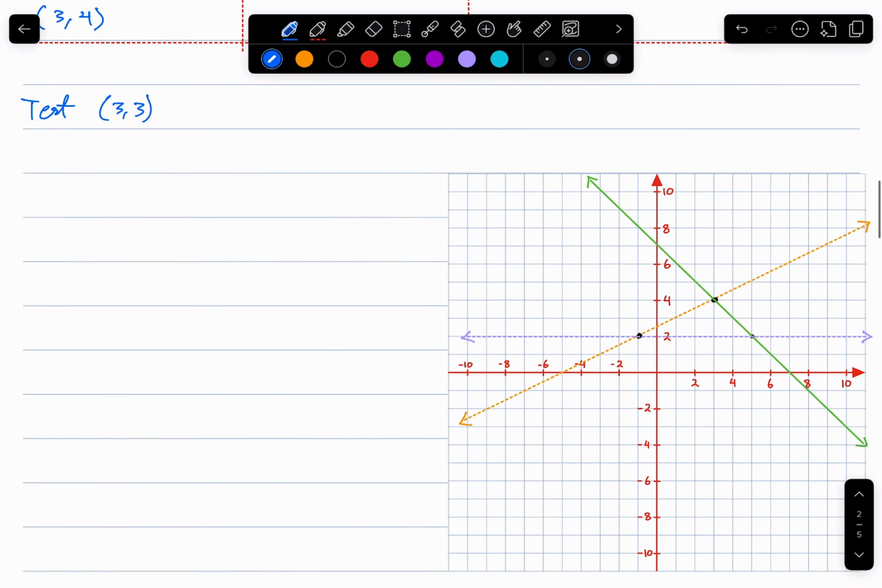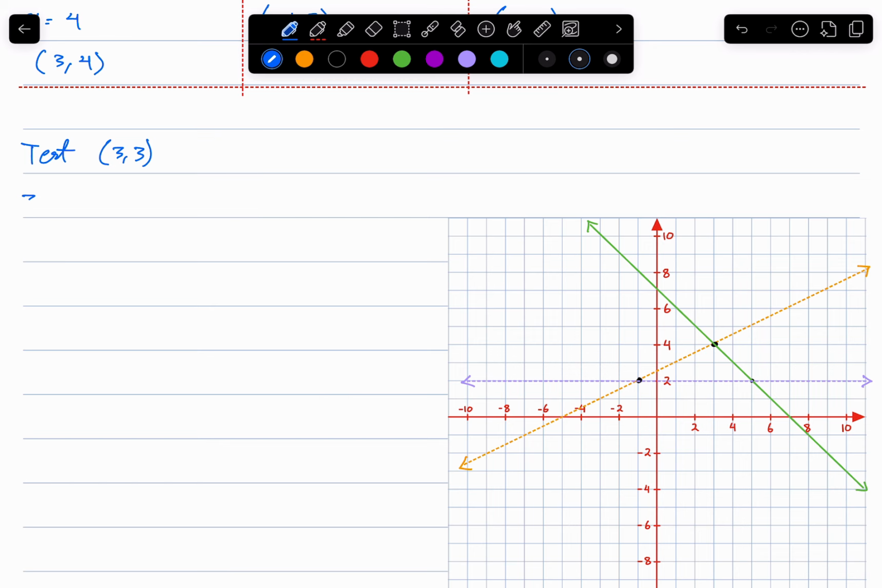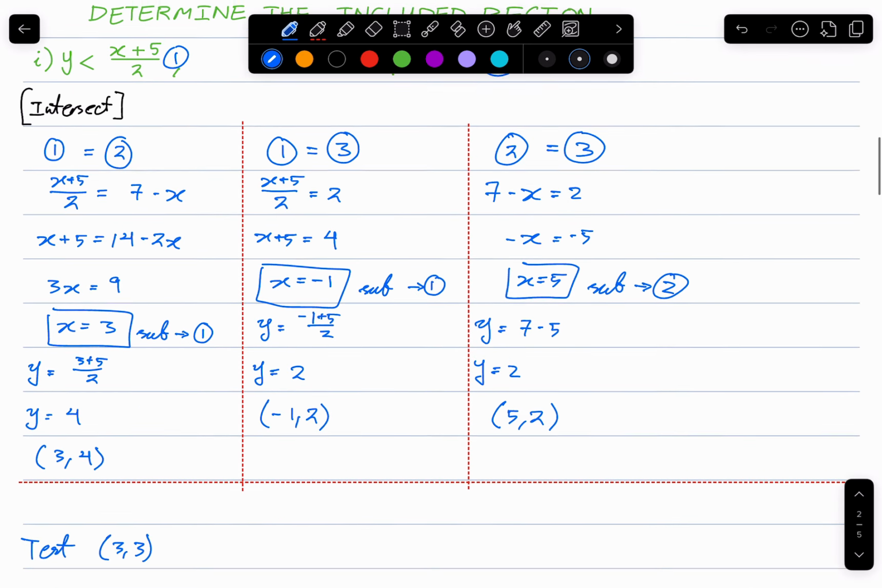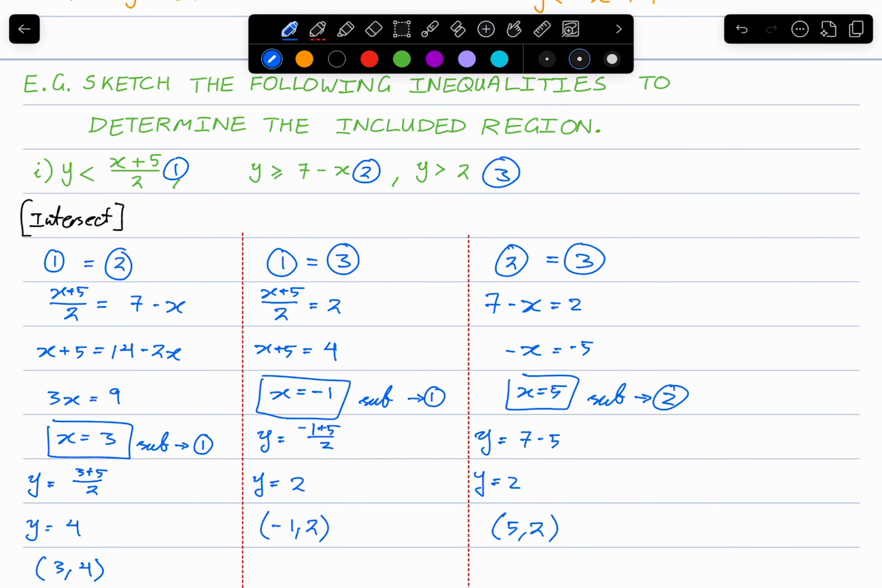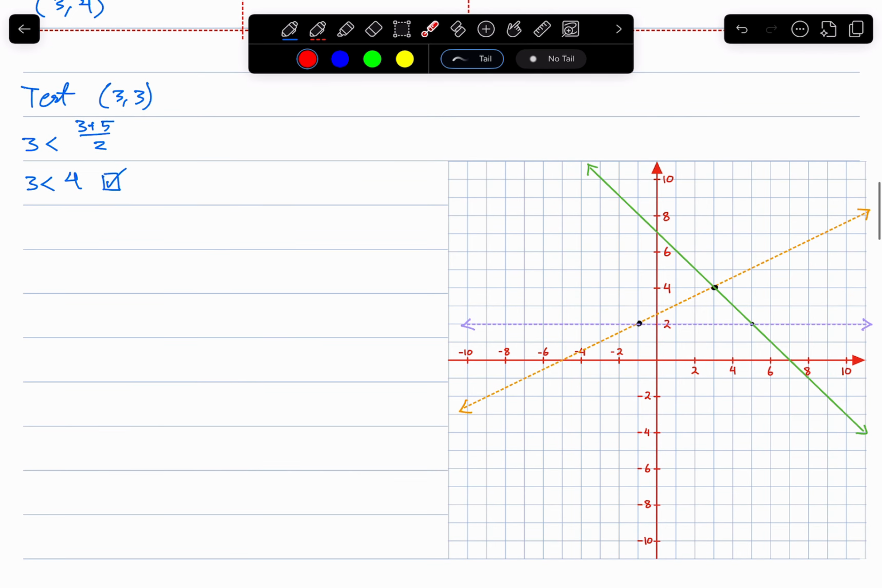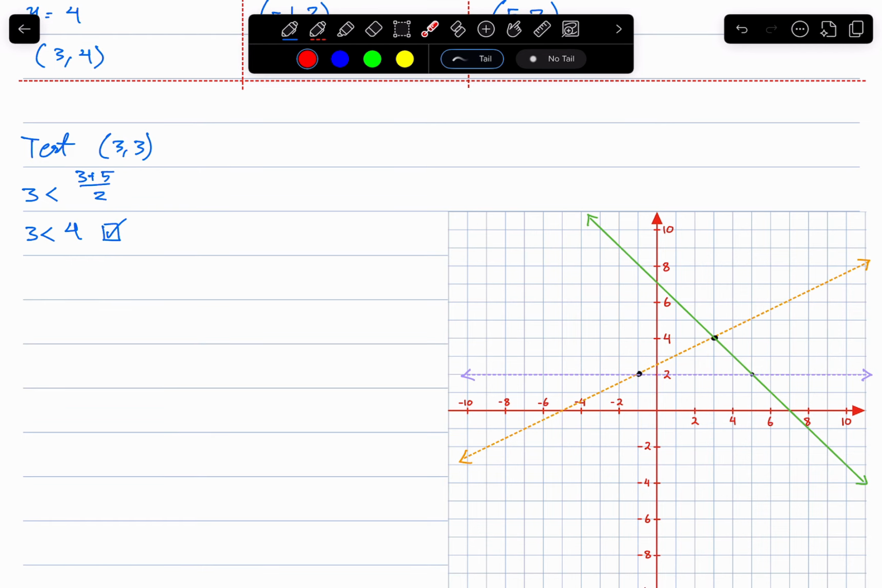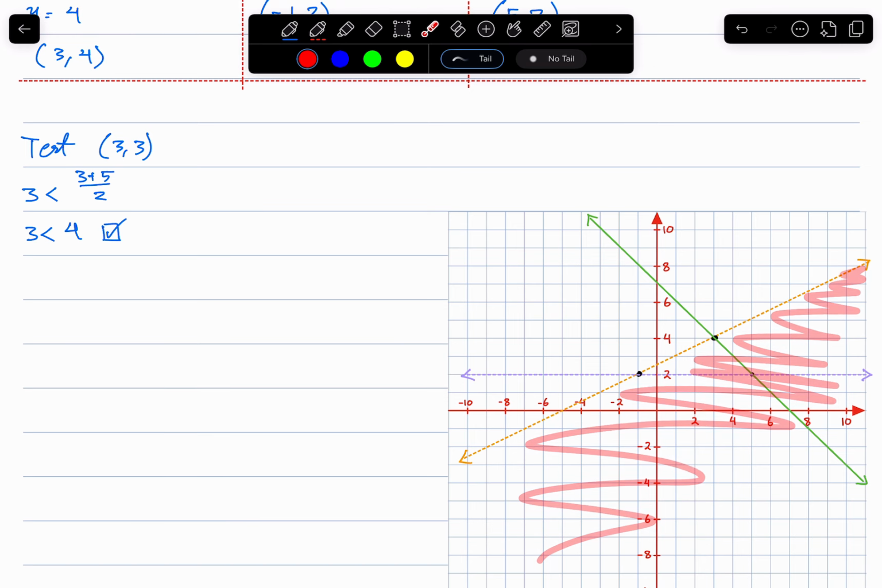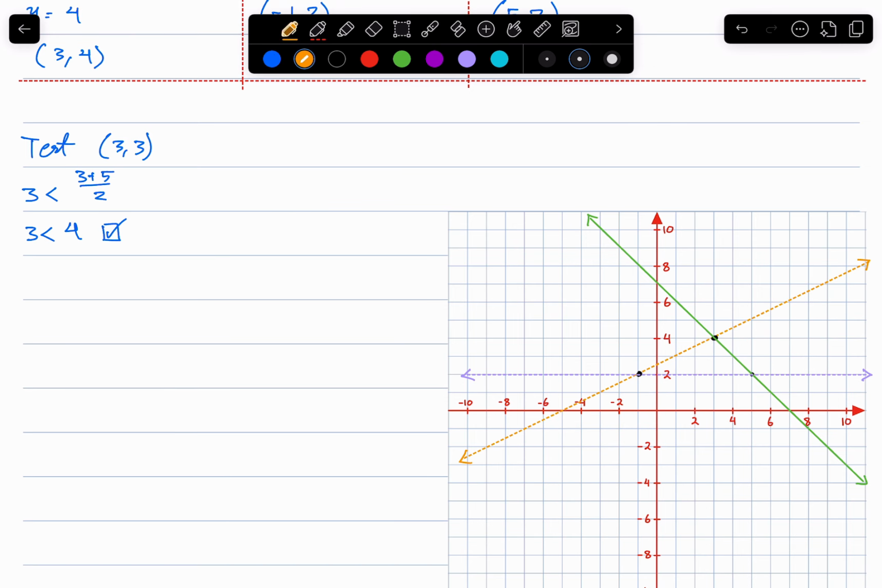Let's test it here. In the first one, in orange, we get 3 is less than (3 plus 5) over 2. 3 is less than 8 over 2, which is 4. That is true. So for the first line, which was orange, this means we are going to shade everything below the orange. So that's true for the orange.